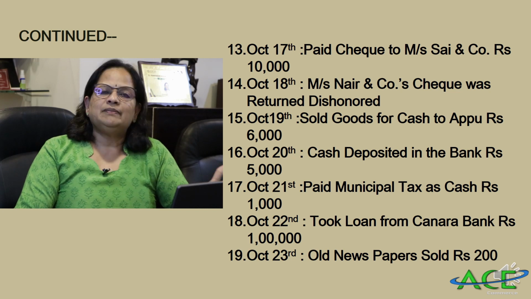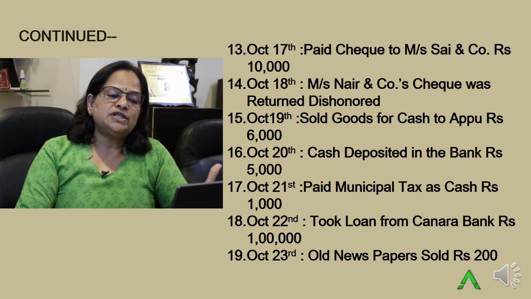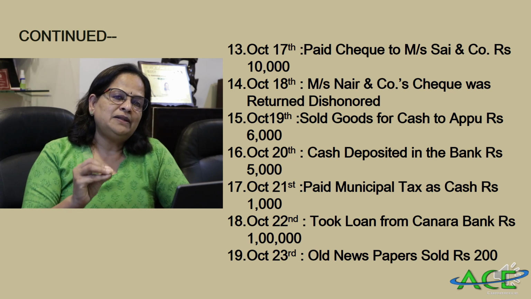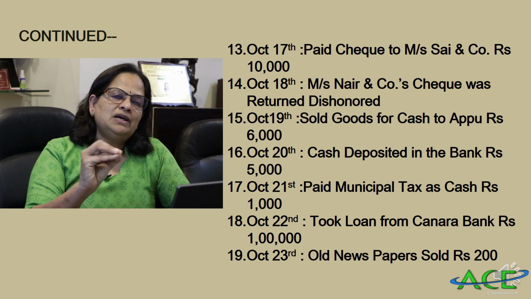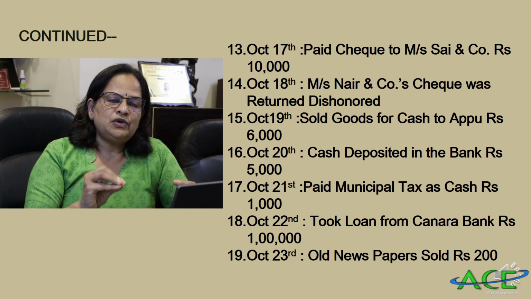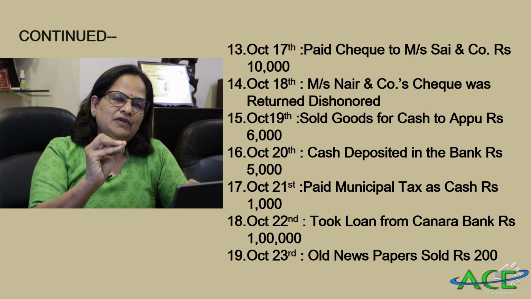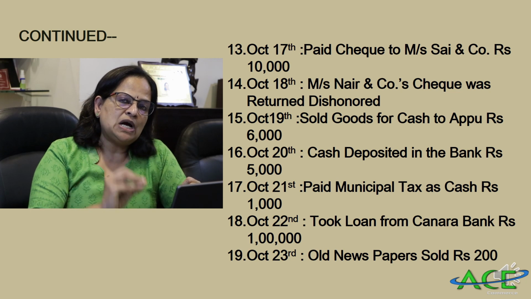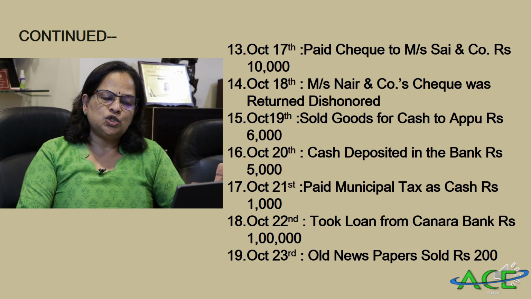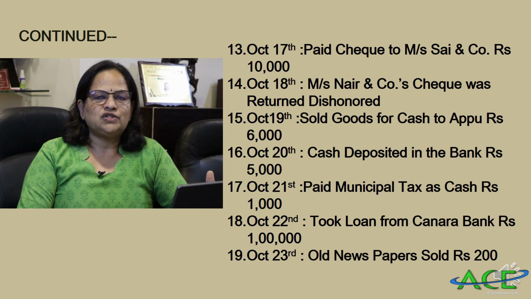Next is October 18th, Messrs. Nair and Company's check was returned dishonored. When a check is returned dishonored, we have to remember that the discount allowed also we will reverse along with the transaction. Otherwise, it will not tally. So that you have to remember: when we are reversing the transaction, the discount allowed also will be reversed. So October 19th, sold goods for cash to Appu, rupees 6,000.